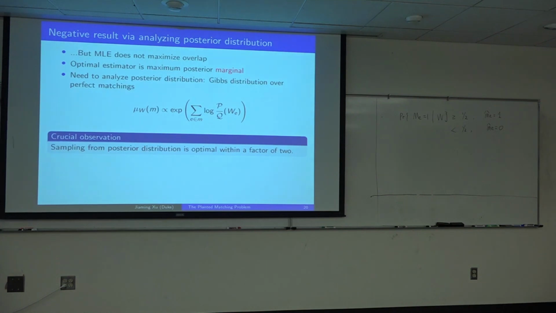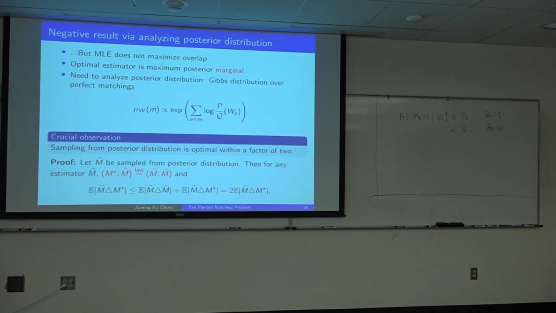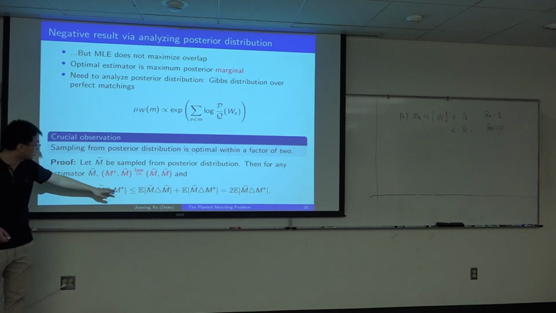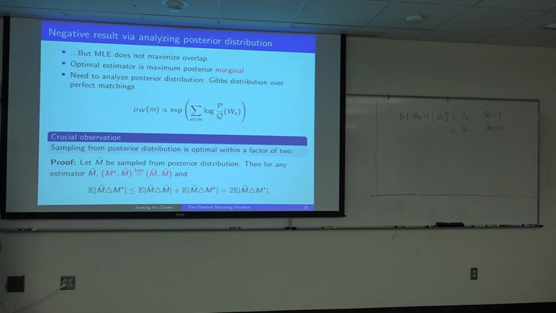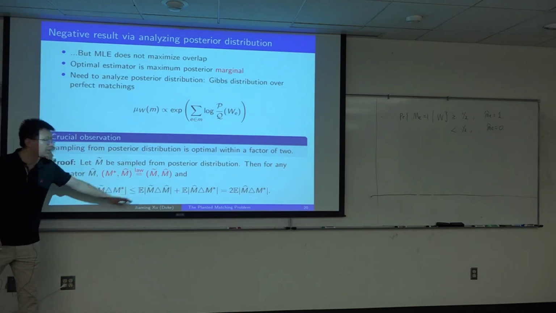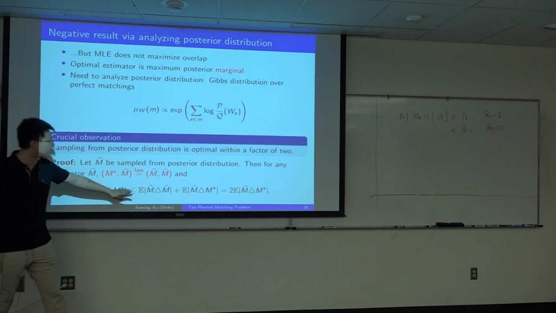So let me show you the result. This is one of the key steps. It's simple, but very crucial. Let me slow down and tell you the idea. You take m tilde to be a matching drawn from this posterior distribution. Now you want to upper bound the error in terms of the difference between m tilde and m star. I can always apply the triangle inequality by plugging in any estimator m hat. That's generic.